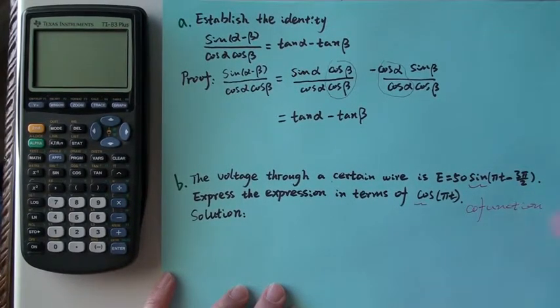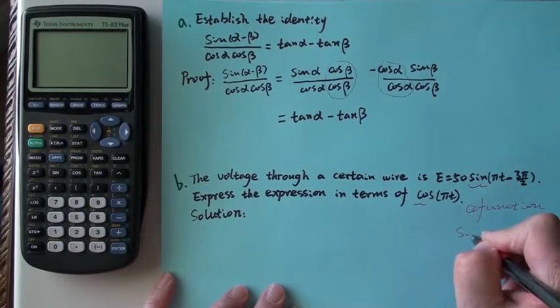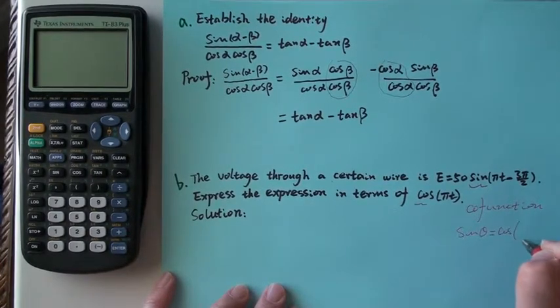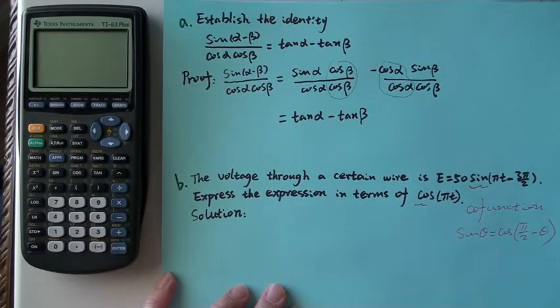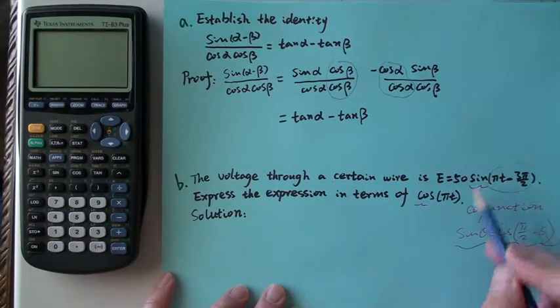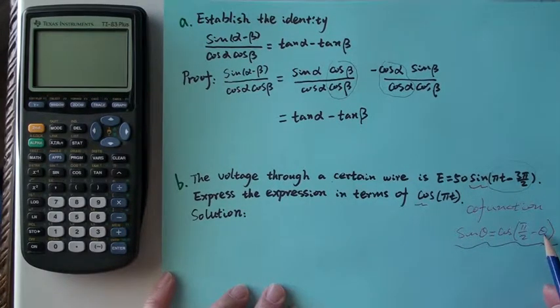If you remember, sine theta is actually equal to cosine of (pi over 2 minus theta). That's the formula we're going to use. And what is the theta here? For sine, you treat this whole thing as theta, and you put it into this formula. Then you are done. So let's see how to apply this formula.